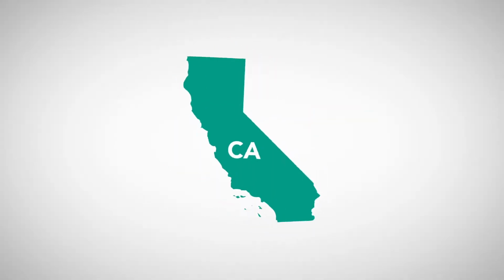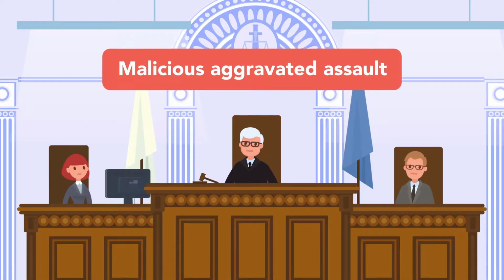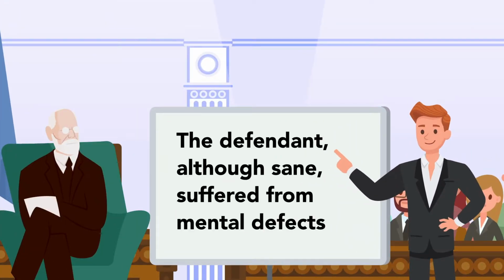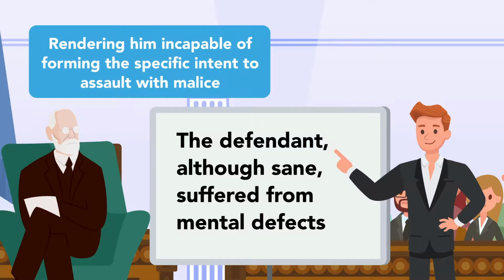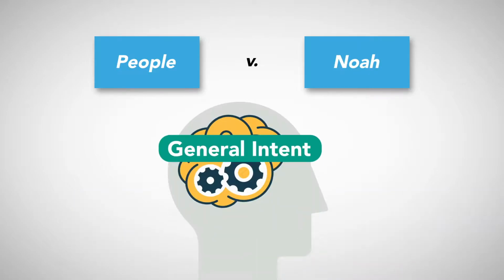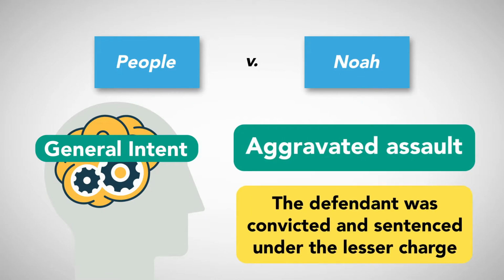For example, in a California case, People v. Noah, a defendant was involved in an altercation that resulted in a stabbing. He was charged with malicious aggravated assault. Psychiatric evidence was presented to show that the defendant, although sane, suffered from mental defects rendering him incapable of forming the specific intent to assault with malice. The defendant's diminished capacity defense could be applied to the specific intent crime of malicious aggravated assault, but could not be applied to the general intent crime of regular aggravated assault. The defendant was convicted and sentenced under the lesser charge of aggravated assault.